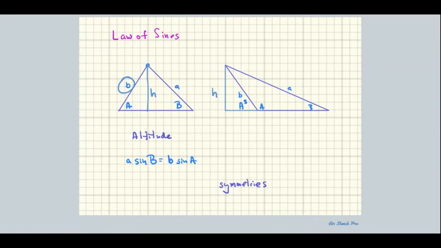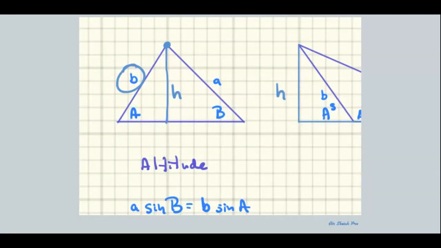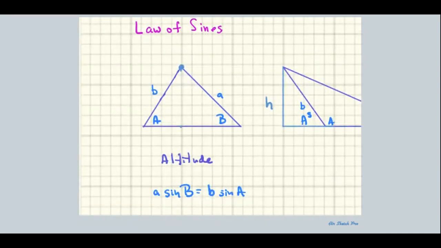So here's the thing, guys. I got a triangle, ABC, okay? The law of sines comes from the fact that if I have two angles sitting on the same side, something interesting happens between them. Both of these angles have the same altitude.